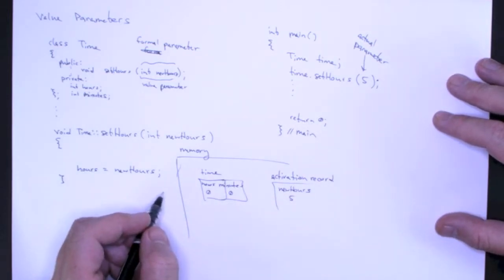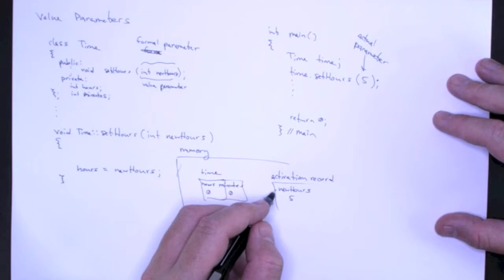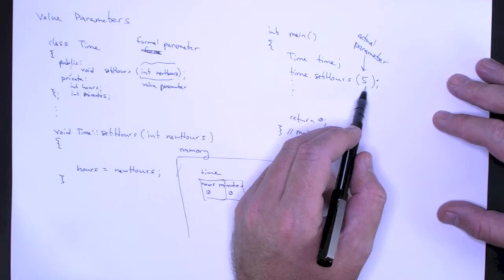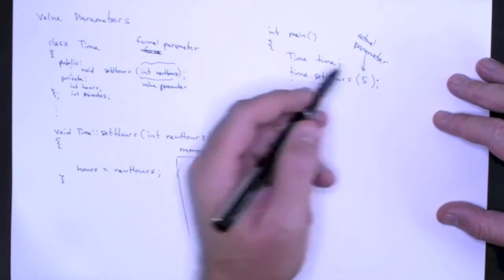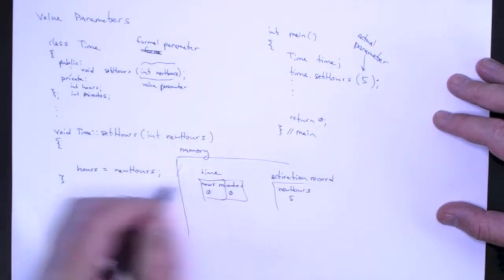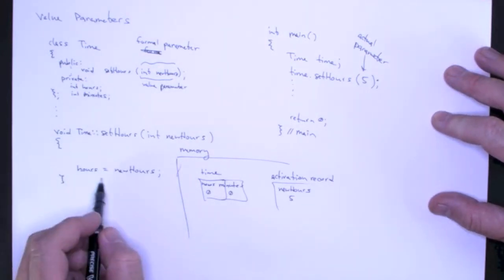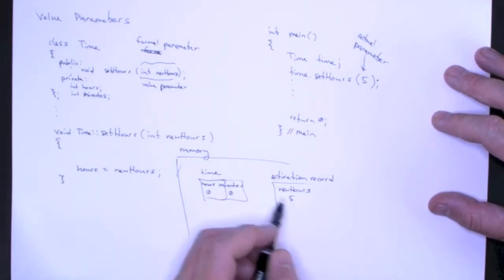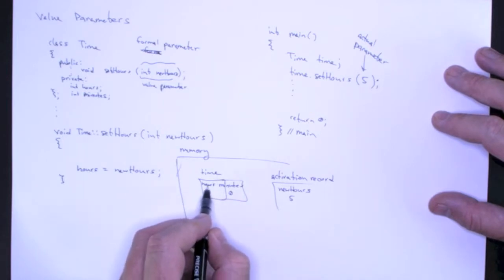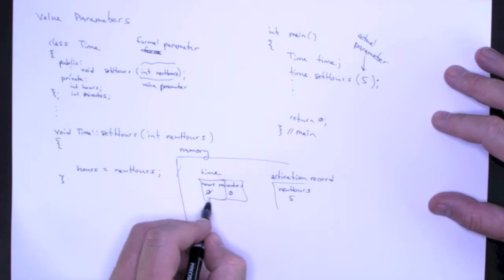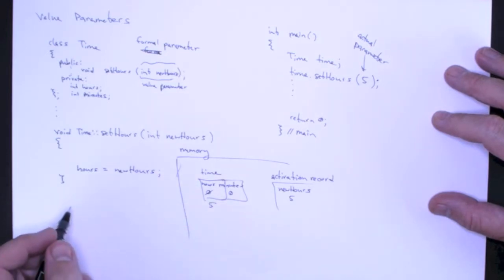Okay? And once the runtime environment has mapped the actual parameters to the formal parameters, then it executes the body of the method. And in this case, it's very simple. It simply assigns new hours to the private data member hours. So now we're going to replace 0 with 5.